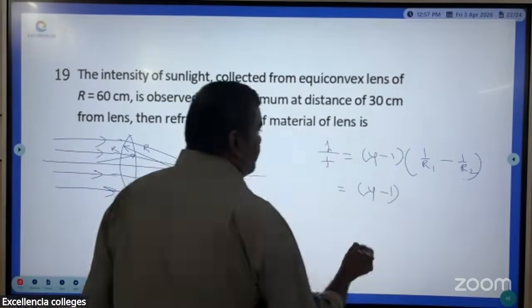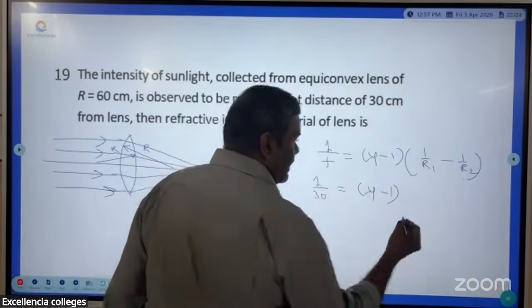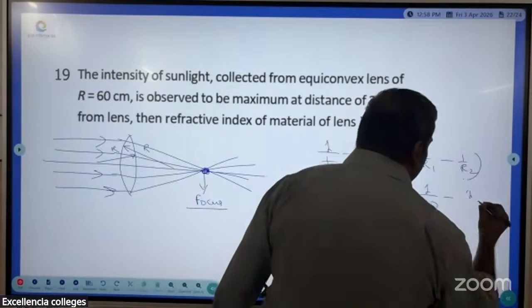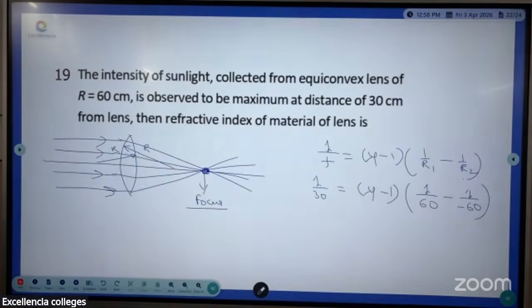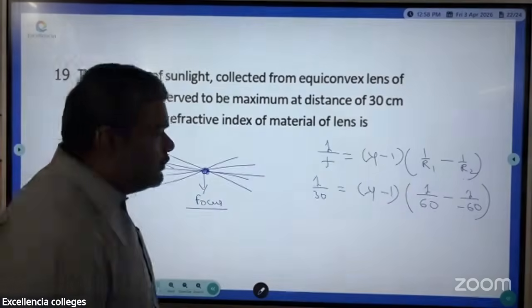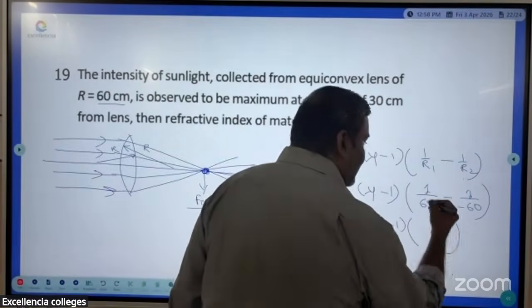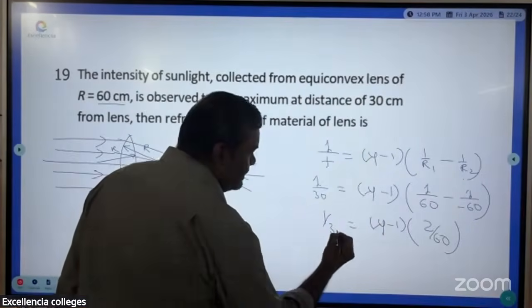The focal length is given in the question as 30. The left side is 1 by 30. And this will become 1 by radius of curvature. The first phase will be 60. Radius of curvature, the second phase, by following the sign convention, will be minus 60. Equiconvex and is given as 60. Right. If I write that, it will give you mu minus 1 multiplied with 1 by 60 plus 1 by 60. That's going to become 2 by 60. And that's going to become 1 by 30.